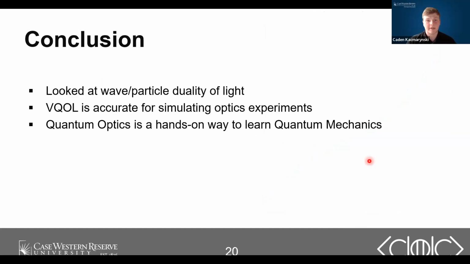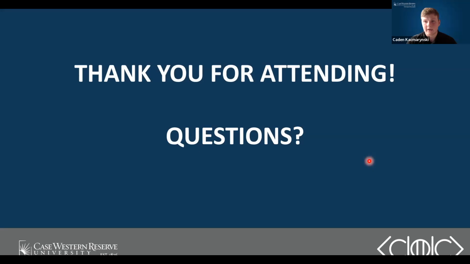So the conclusion of this couple experiments is we're looking at the wave-particle duality of light. We looked at superposition and interference, and then entanglement. This virtual quantum optics lab is pretty accurate and a great tool for simulating optics experiments. Their paper has multiple other experiments, notably the Bell experiment is pretty famous, and quantum optics is a hands-on way to learn quantum mechanics. Thanks for listening, and are there any questions?